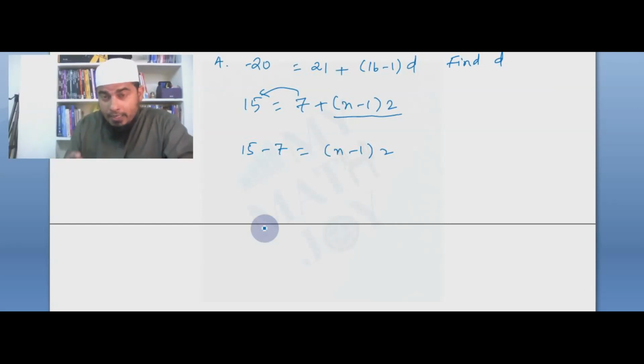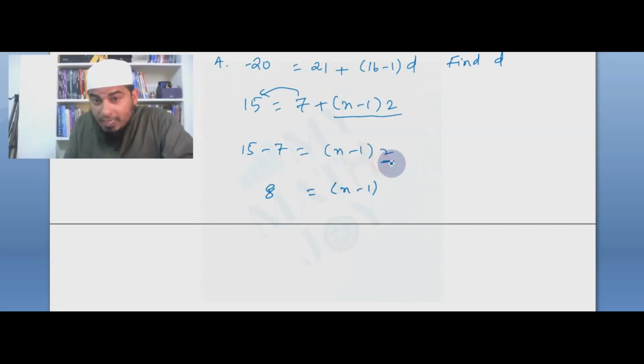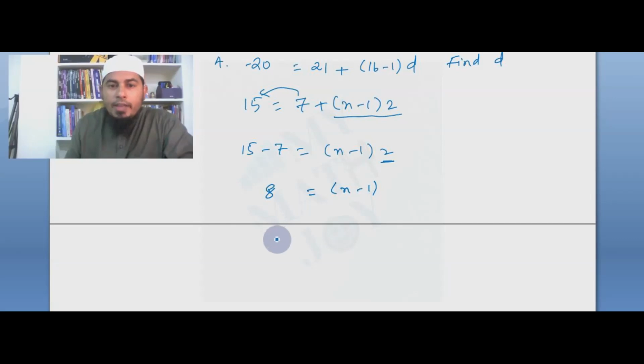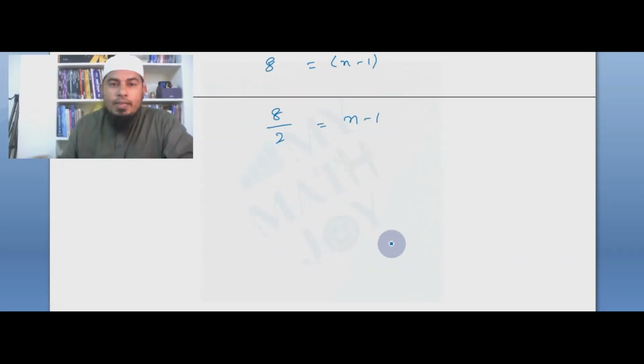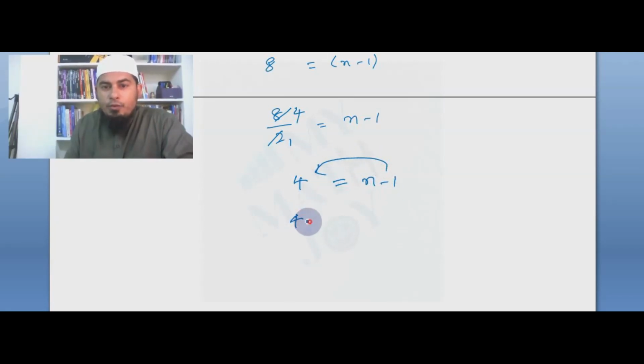Whenever we get a linear equation of this kind in this formula and we need to find the n value, these steps will work. 15 minus 7 will be 8. Then you need to transpose this 2 to the bottom, so it will become 8 by 2 equals n minus 1. Then you can cancel it like this: 2 times 4 is 8. You get 4 is equal to n minus 1. Minus 1 is to be transposed. 4 plus 1 is equal to n. 5 is equal to n.